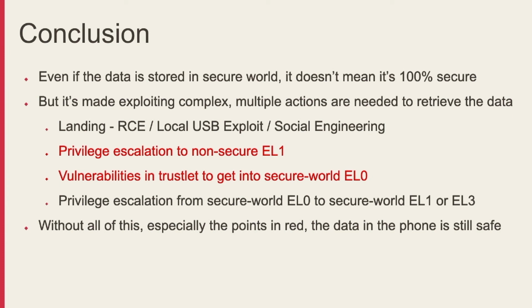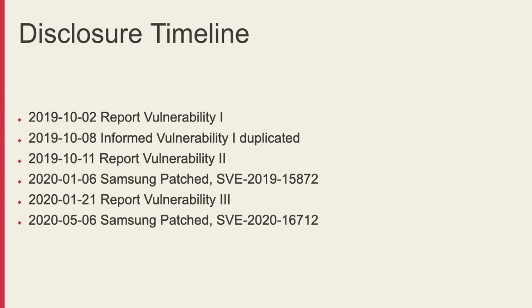After getting the root privilege, we still need a vulnerability in a trustlet to break into secure world exception level 0. If we want to get all sensitive data instead of one specific piece, we need a secure OS vulnerability to control the full device. Without all of this, the data in the phone is still safe. This is a timeline for all the report times and the patch dates.